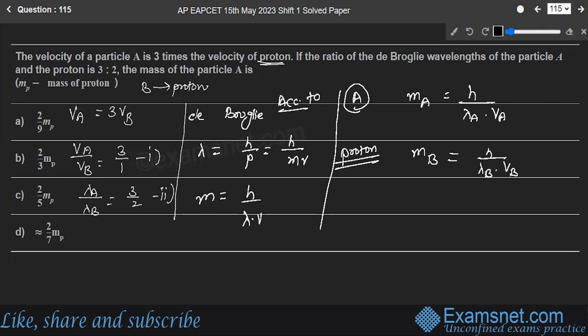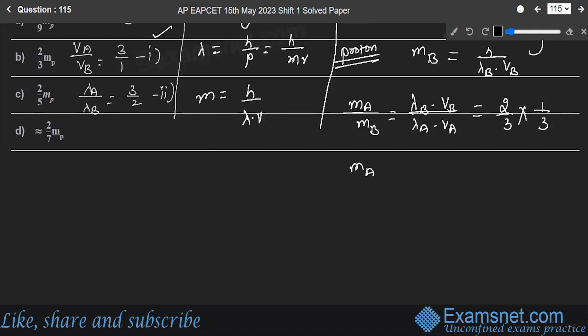Now, let's divide both of them. What you will get, dividing both of them, you will have MA upon MB is equal to lambda B into VB upon lambda A into VA. And let's put in the values from here. So VA upon VB, first of all, lambda B upon lambda A is equal to 2 by 3. And this is equal to 1 by 3. So you have MA is equal to MB into 2 by 9. This is the answer to the question.